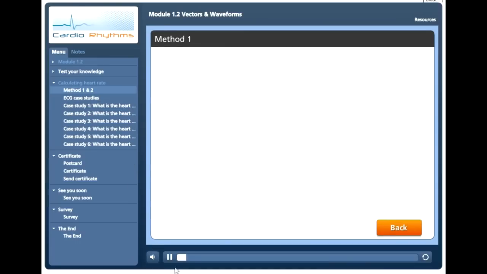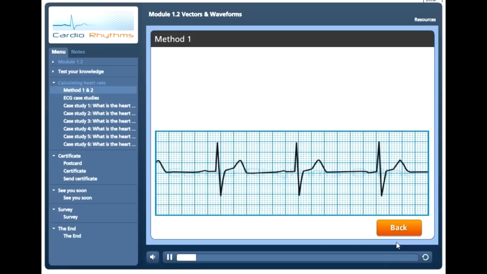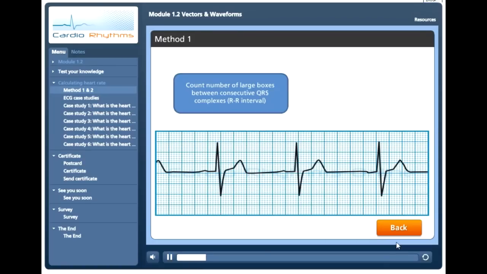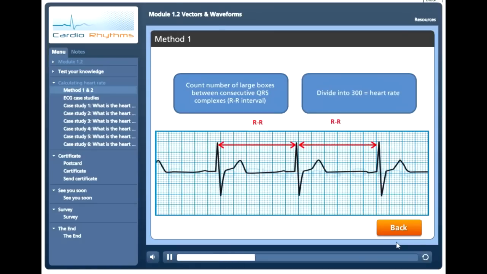Method 1 works well for regular rhythms. Count the number of large boxes between consecutive QRS complexes. This is also known as the R to R interval. You then divide the number of boxes into 300, and this gives you an estimated heart rate. If you want to be more accurate and have a calculator to hand, you can also count the number of small boxes and divide into 1500.